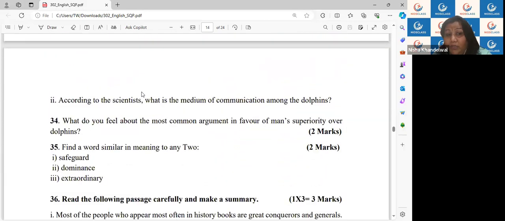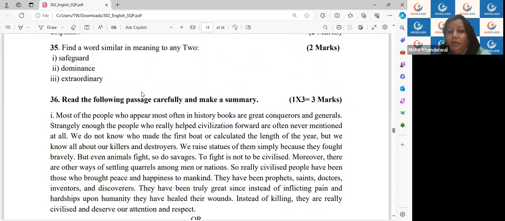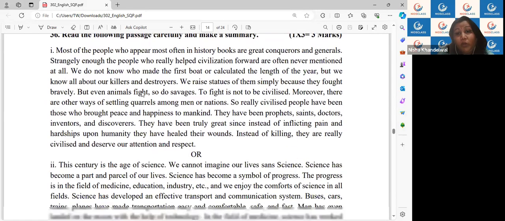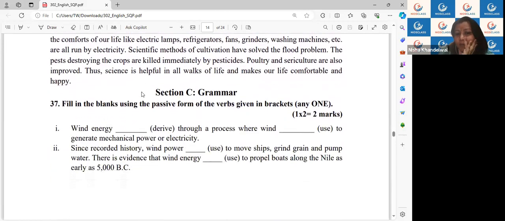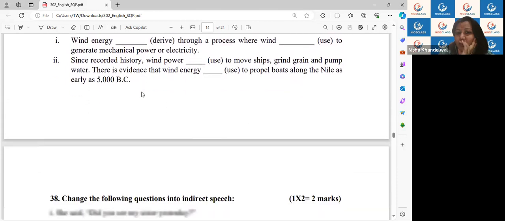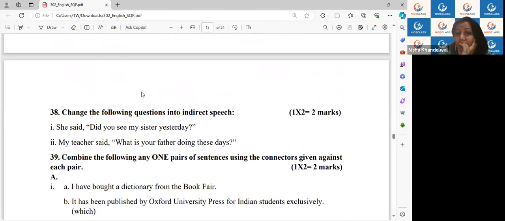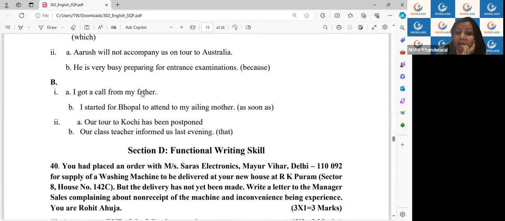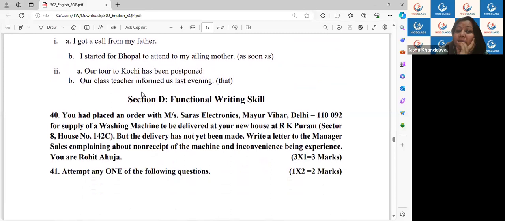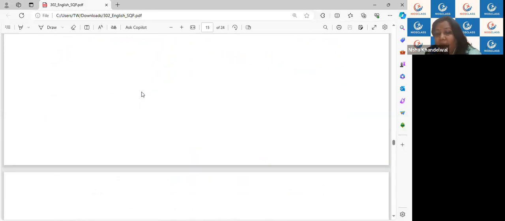So how many passages are there? Many. Four we have seen earlier, along with the literature one, and 2, 3, 4. Third is this. Okay, again, grammar is also there. Passive, indirect speech is also there. So you need to read the instruction and then you need to do the paper. This is the main basic point of this paper.